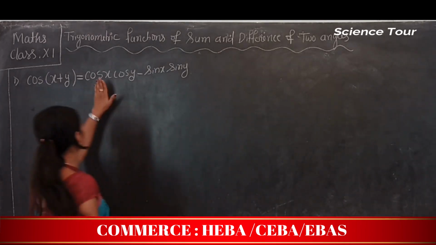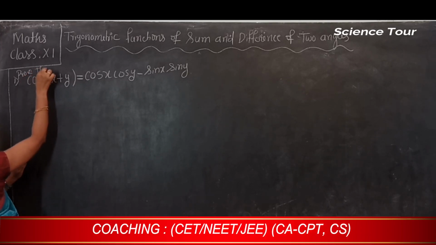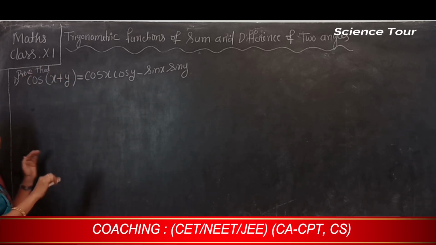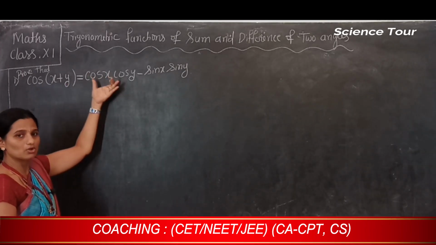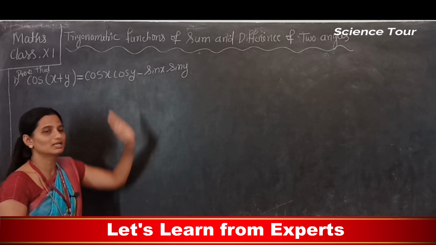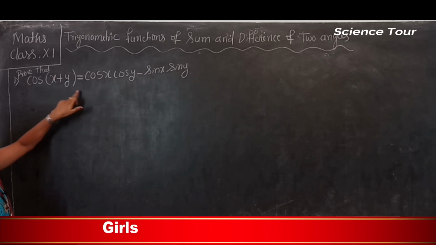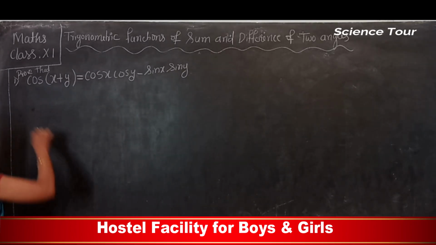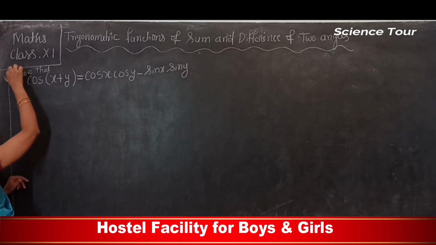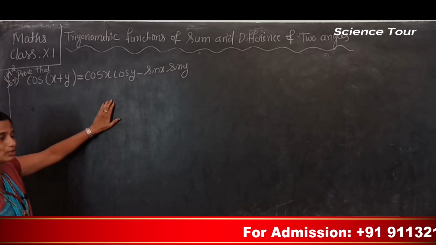Now this is a very important question. The question is, prove that cos of x plus y is equal to cos x cos y minus sin x sin y. You should know this formula. In the exam they will ask, prove that cos x plus y is equal to cos x cos y minus sin x sin y. This is a very important and definite question for 5 or 6 marks.